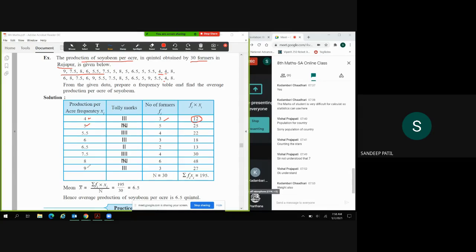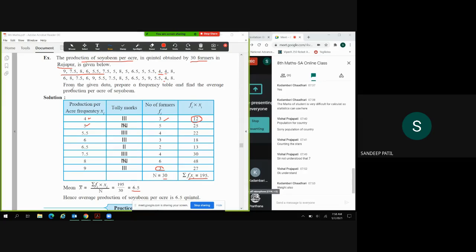So 9 is the maximum. Okay, and only 3 farmers could do it. So anyway, we could get Σfixi as 195, and if we divide it by 30, then we will get 6.5. So for the exam point of view, you have to be very careful while counting these numbers, right?